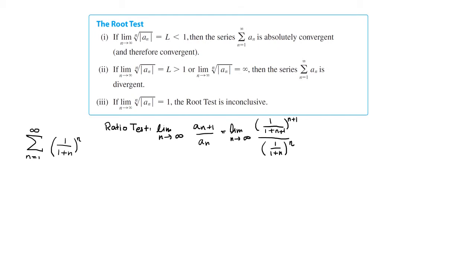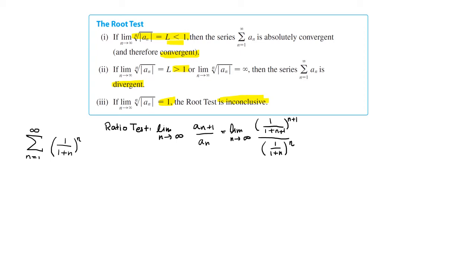So the way this works is we take the nth root of the terms, and if we get a limit, then we can make some conclusions. If the limit is less than 1, then we find out that our series converges. If we take the limit of the nth root and we get a number that's greater than 1, then we know that our series is divergent. If we get an answer of 1, then it's inconclusive.